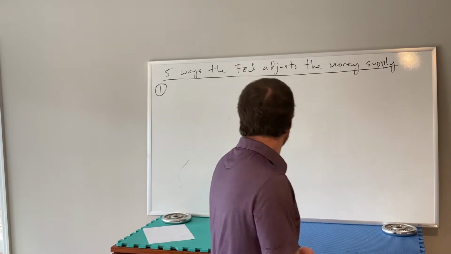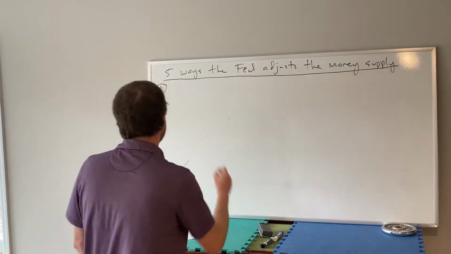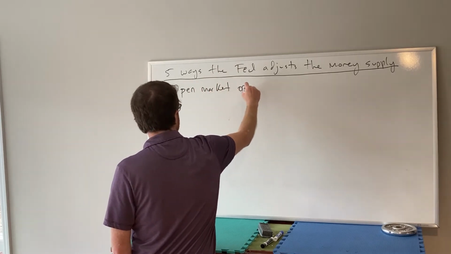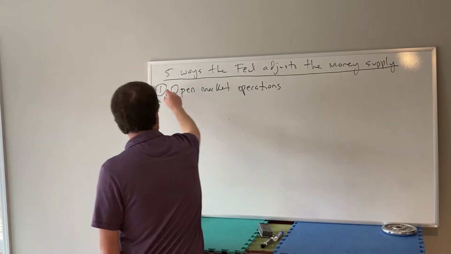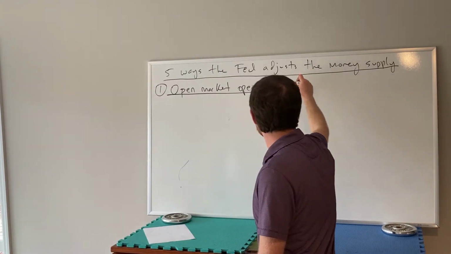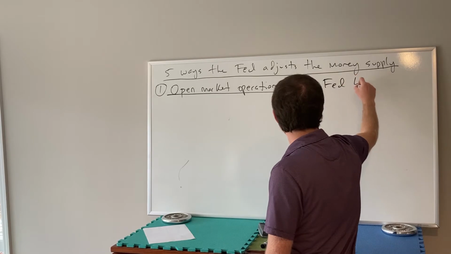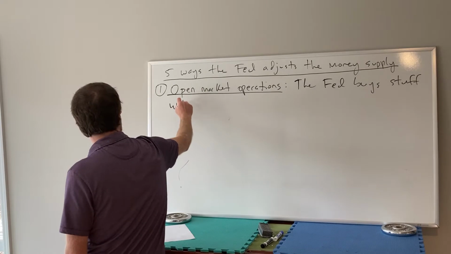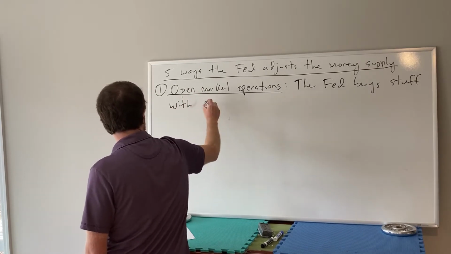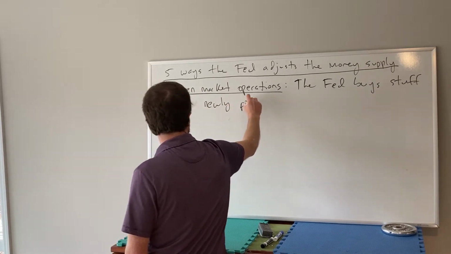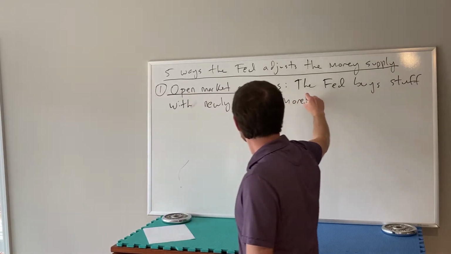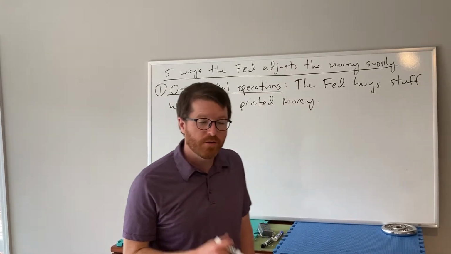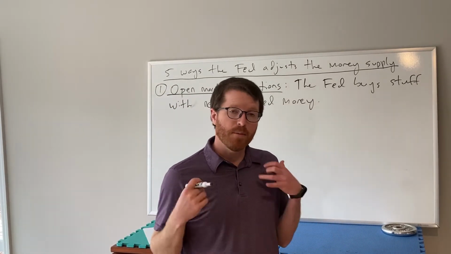So, number 1, we'll start with a nice simple one. Open market operations. Open market operations is when the Fed buys stuff with newly printed money. Okay, so this is the very straightforward approach that the Fed can make. They simply create money and then they buy stuff with it.